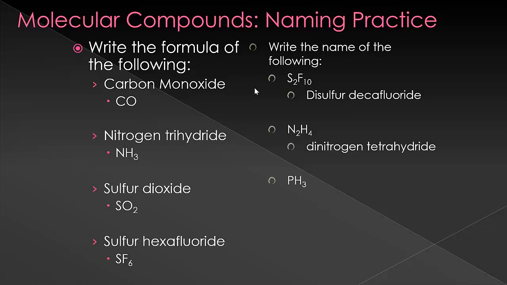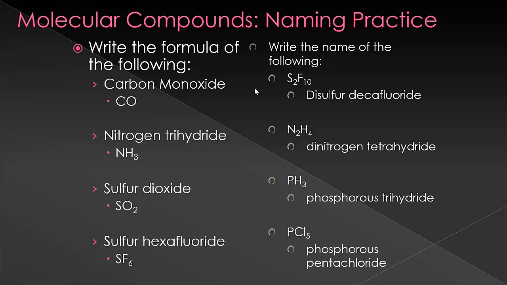PH3, 1 phosphorus. Remember not to include the mono, so it's just phosphorus, and then 3 hydrogens, so phosphorus trihydride. And then we have a phosphorus with 5 chlorines, so it's phosphorus pentachloride. Be very careful that you only use this for molecular compounds. You may not use this for ionic compounds, even though I know you want to. Be very careful about that.